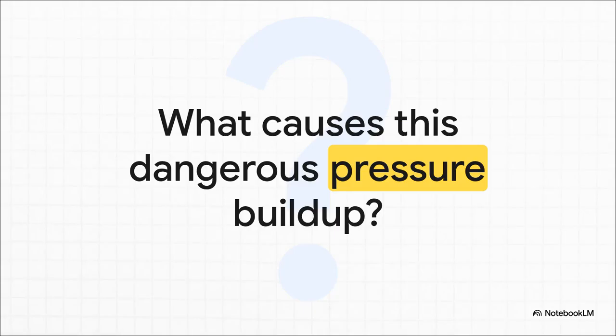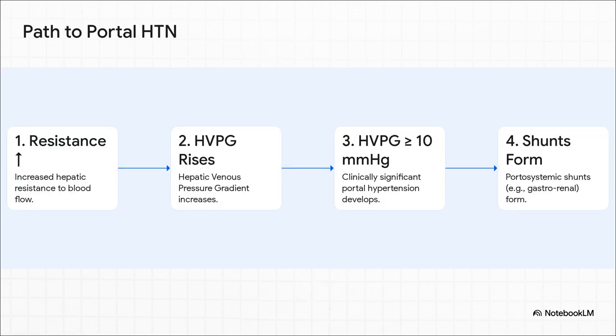What is actually causing this dangerous backup of pressure in the first place? This slide lays out the cascade perfectly. It all starts with increased resistance to blood flow inside the liver, usually from something like cirrhosis. This makes the pressure gradient, what we call the HVPG, start to climb. Once that gradient hits 10 millimeters of mercury or more, boom, you've got clinically significant portal hypertension. The body, trying to fix this, creates these bypass routes, or shunts, to relieve the pressure. And it's shunts like the gastrorenal shunt that are key players in forming gastric varices.